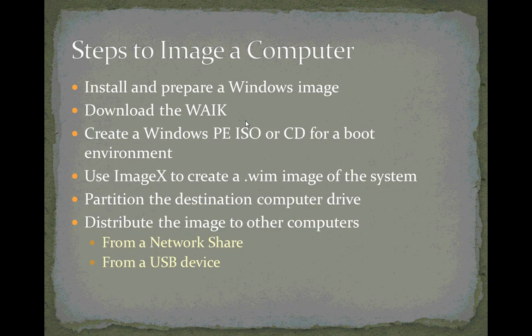The steps to image a computer are to first install and prepare the Windows image, and we did that in the first video. We took a fresh installation and ran sysprep to generalize it, shut it down, and prepare it for imaging. We need to download the Windows Automated Installation Kit. I've already done that, but I'll show you where to get it. And then in this video, we'll also create a Windows PE ISO file or a CD for a boot environment. After that, we need to create an image with ImageX, then partition the destination computer's drive, and distribute the image to the computer.